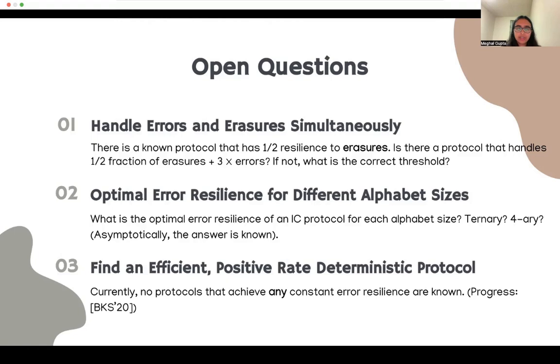And the final question is not really a question about error resilience, but just about IC in general. Can you find an efficient positive rate deterministic protocol? Currently, no protocols achieving any constant rate are known that are deterministic, positive rate, and efficient. There's progress in BKS 2020 that says that deterministic IC is possible, conditioned only on the construction of efficiently encodable tree codes rather than efficiently decodable tree codes, as was previously necessary.